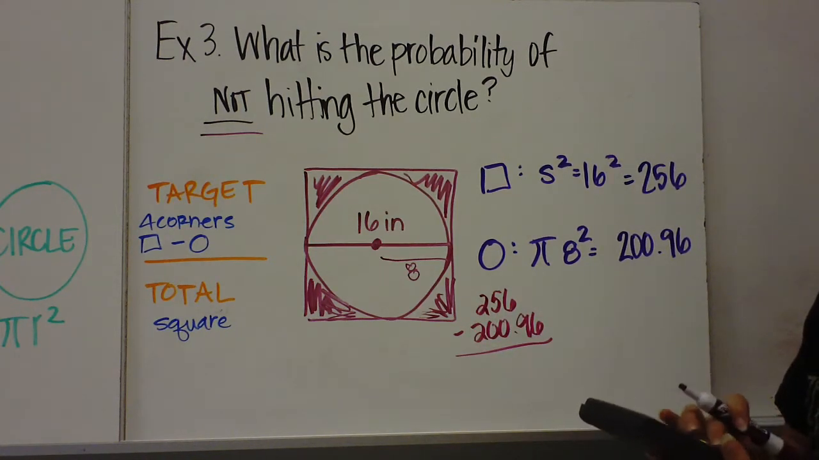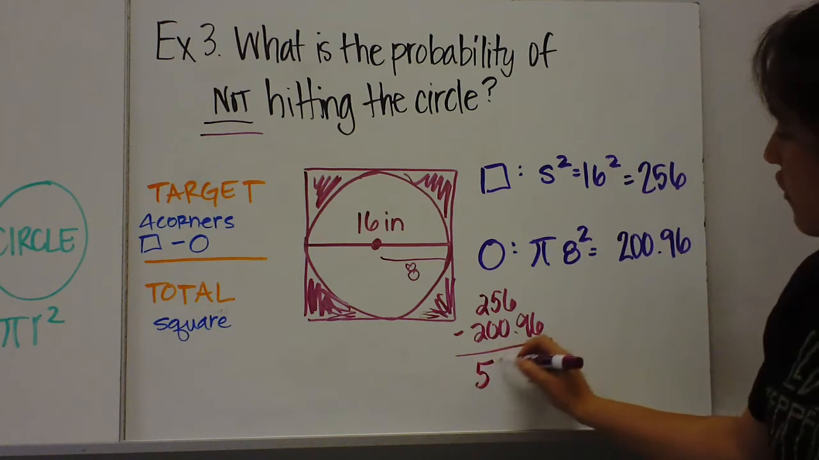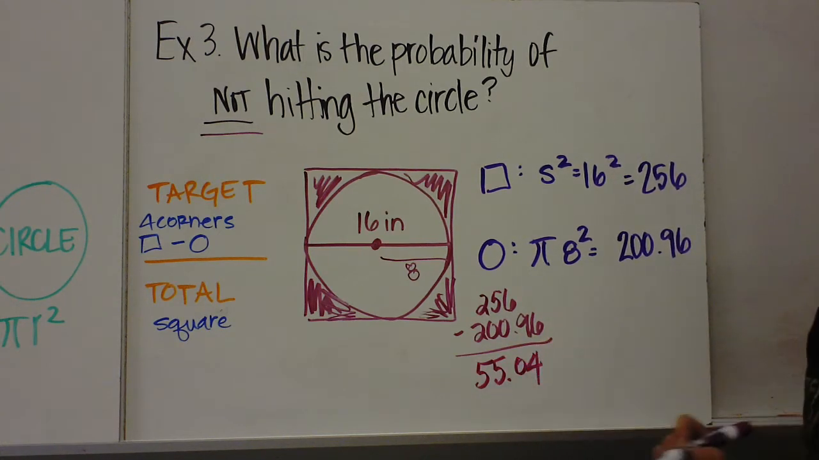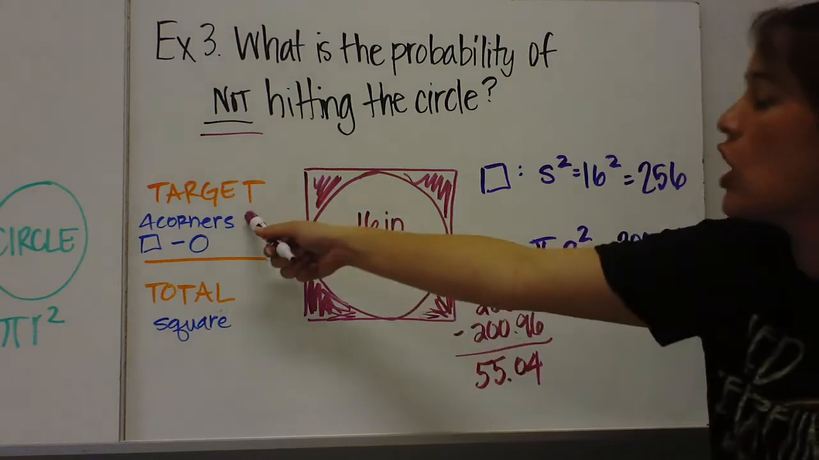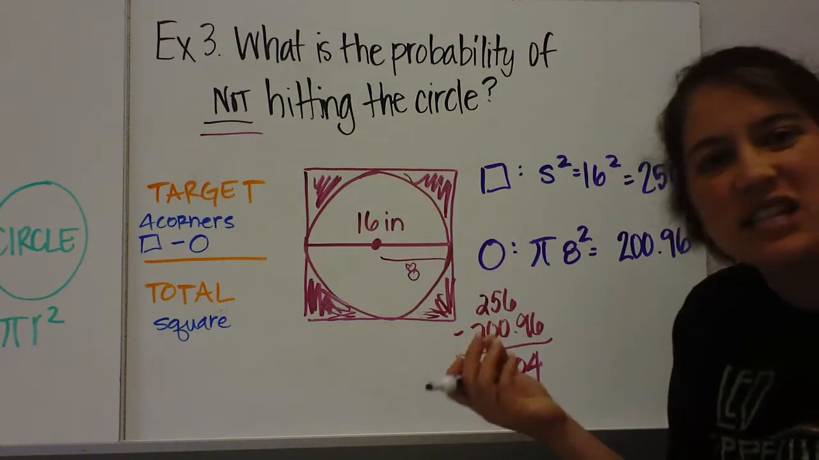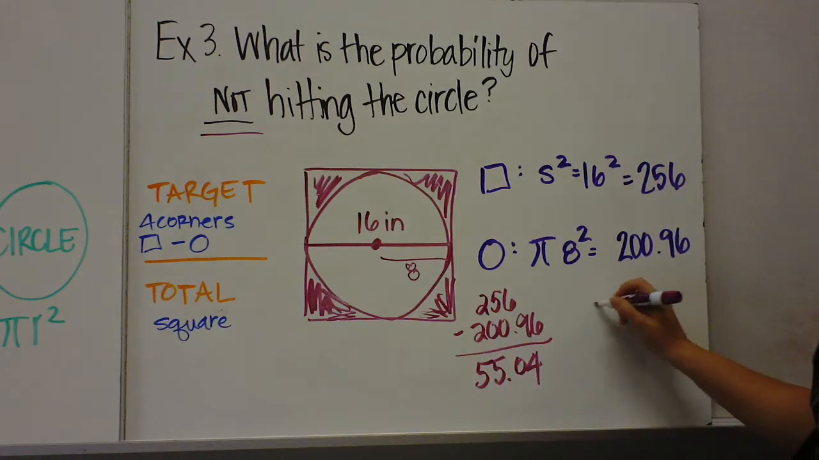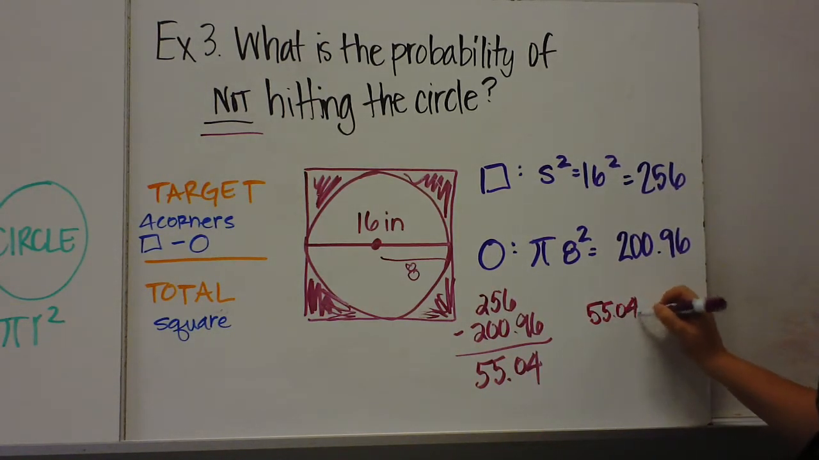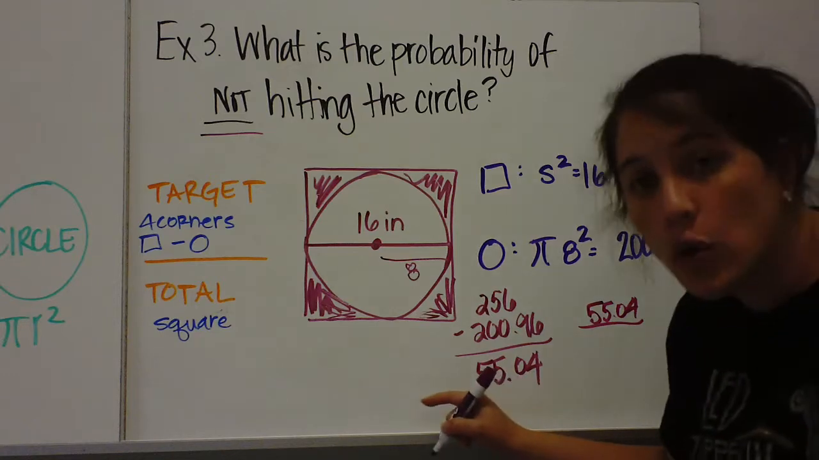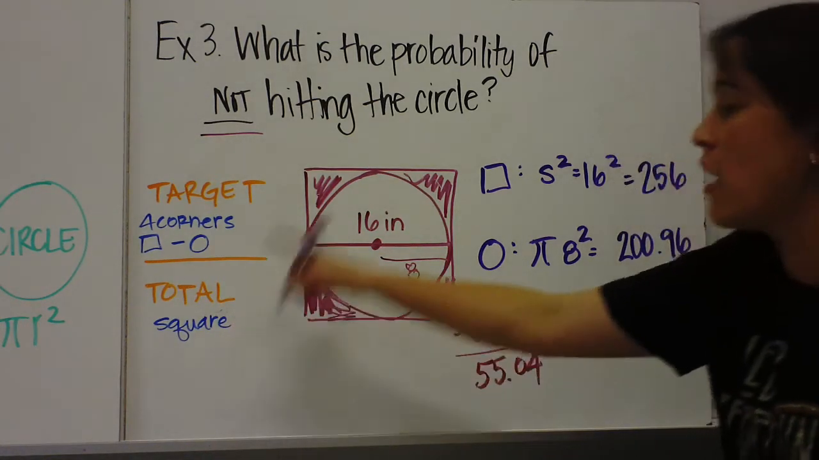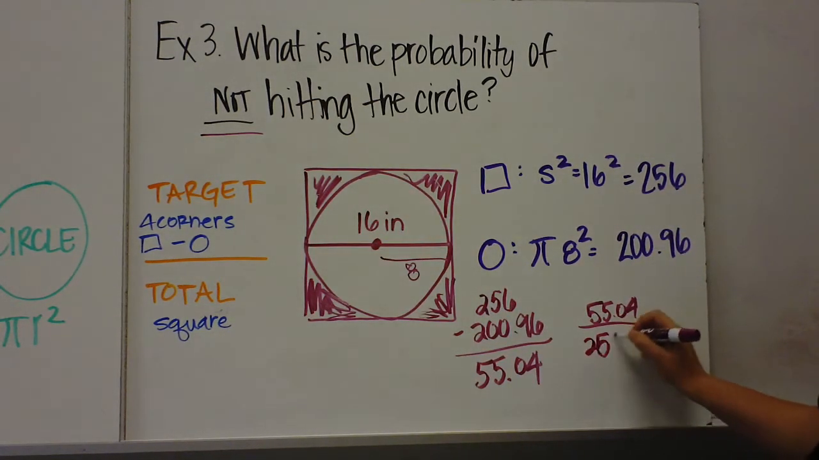256 minus 296, and I get 5504. That is my target. That is the 4 corners. It's a small amount because we're talking about the 4 corners. So this is my target. So 5504 over my total area, which is the square. And I know that is 256.